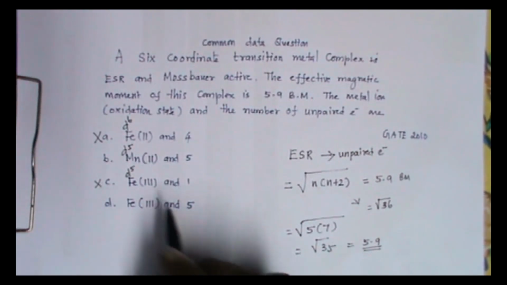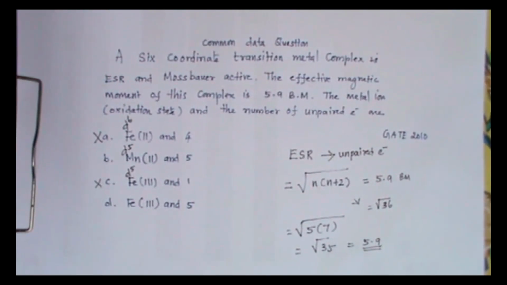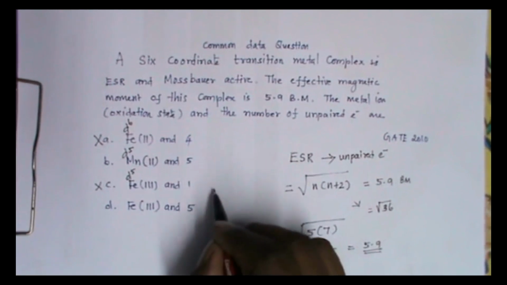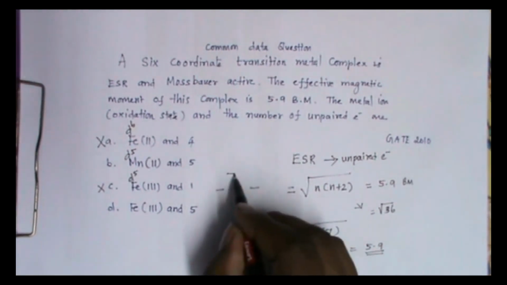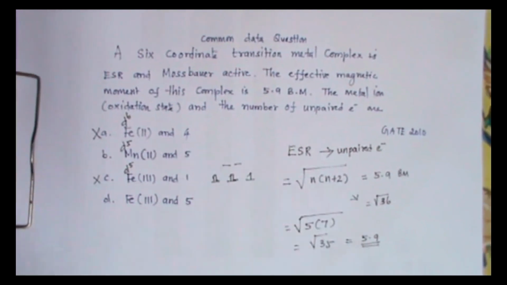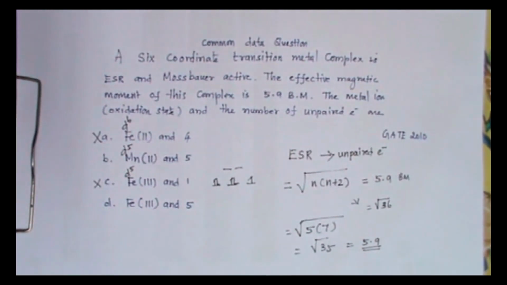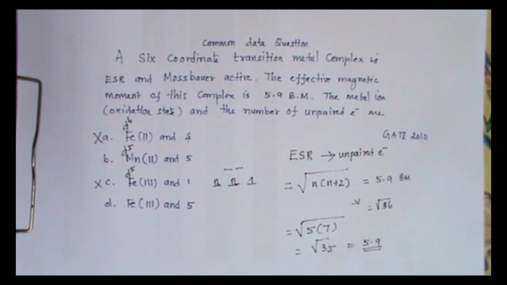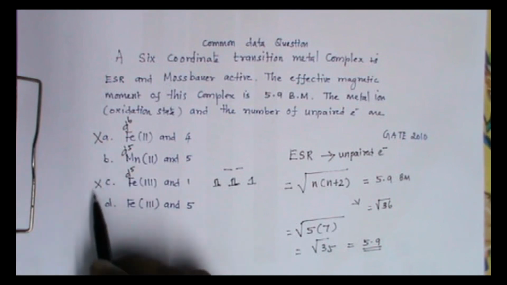You will get this if the field is strong. When the ligand is a strong ligand, you will get only 1 unpaired electron. The 5 electrons will be filled like this. There will be only 1 unpaired electron. But based on the magnetic moment, we can conclude that there are 5 unpaired electrons. So based on that, I can eliminate this.